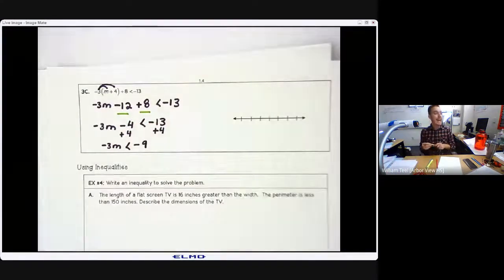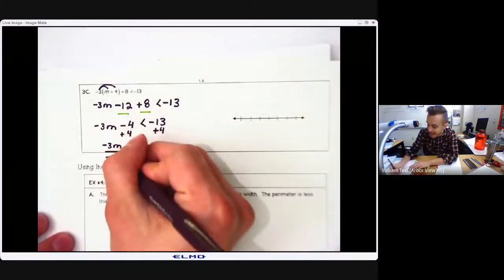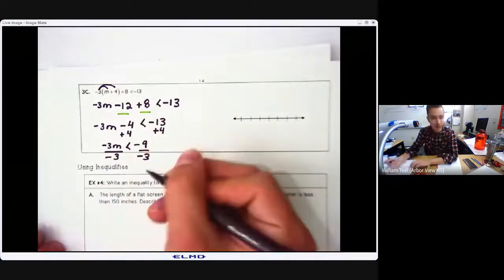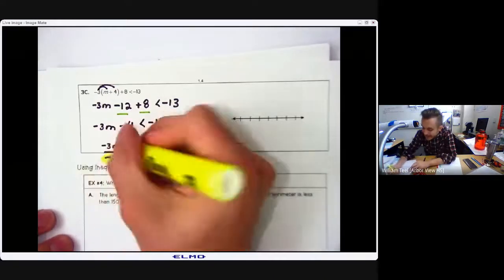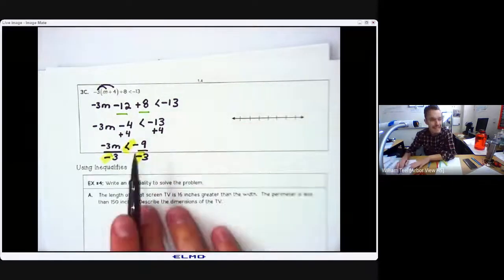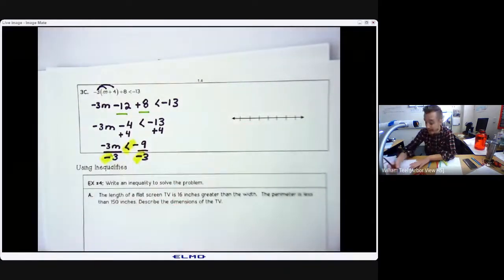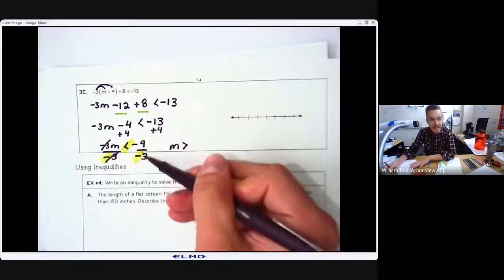Now, in order to get m by itself, this is where it gets tricky. We have to divide by a negative number. So I'm going to take both sides and divide by -3. Uh-oh. What's the big thing here? I am dividing by a negative. So I'm going to highlight the heck out of it, make sure I know exactly what needs to happen. If I'm dividing by a negative, I must take this symbol and flip it around. So I'm going to cancel out these negative 3's. I have m is greater than negative 9 divided by negative 3.